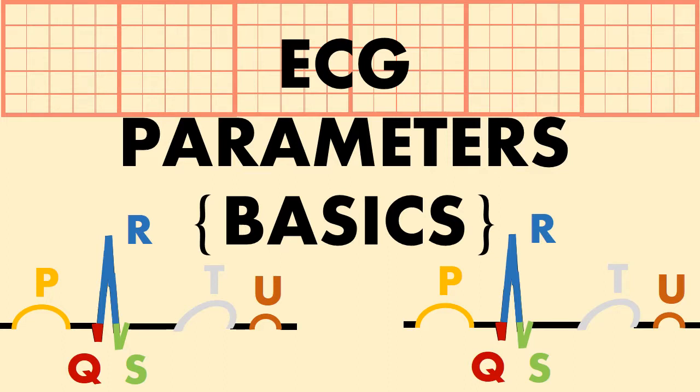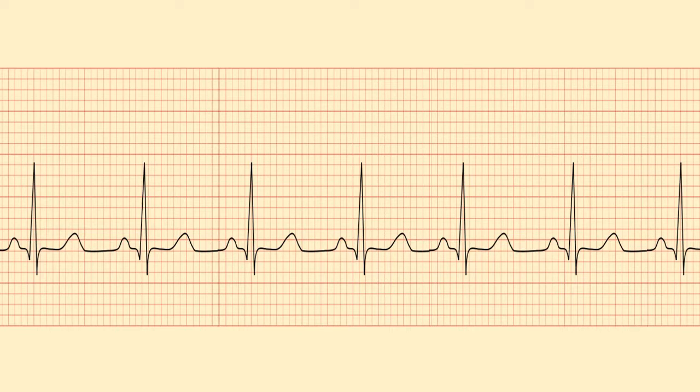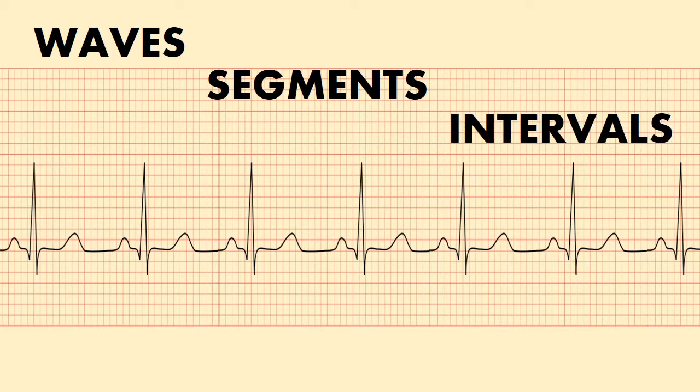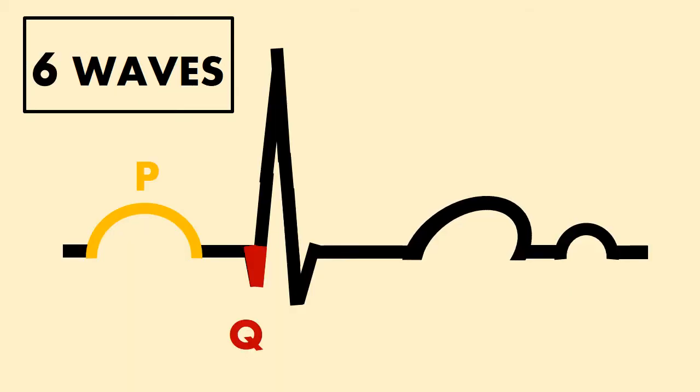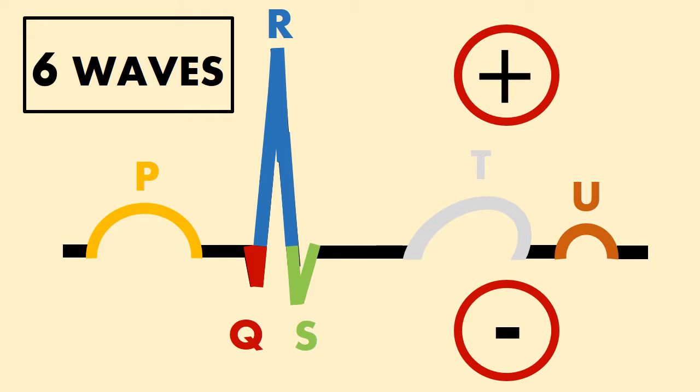The cardiac cycle refers to the electrical and mechanical events generated with every single heartbeat. Each ECG representation of the cardiac cycle consists of waves, segments, and intervals. There can be 6 waves on an ECG: P, Q, R, S, T, U. They appear as positive or negative deflections.